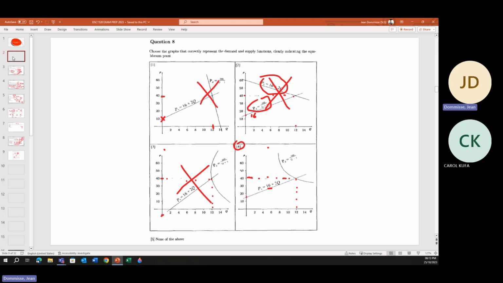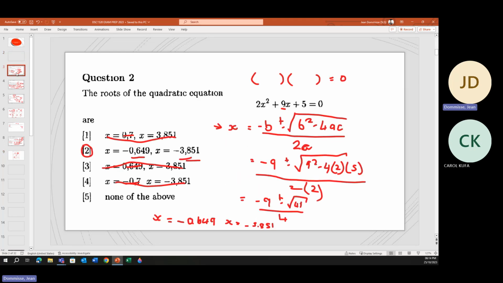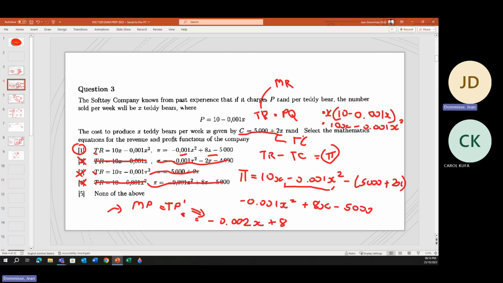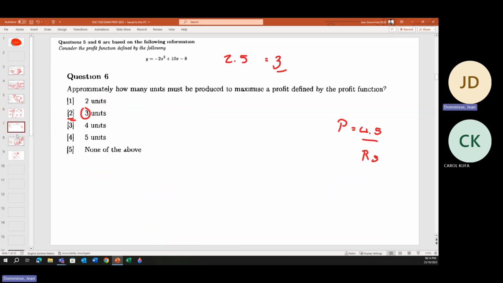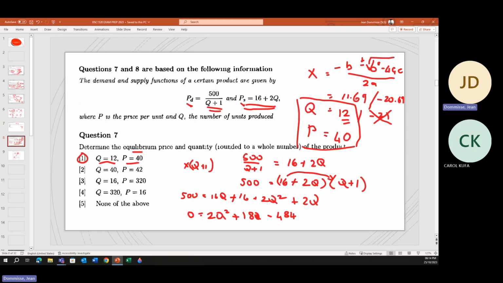So okay, I don't know now where the equilibrium one was, but your equilibrium is when demand and supply are equal. Equilibrium is where demand and supply is equal. Break even is where total cost and total revenue is equal.